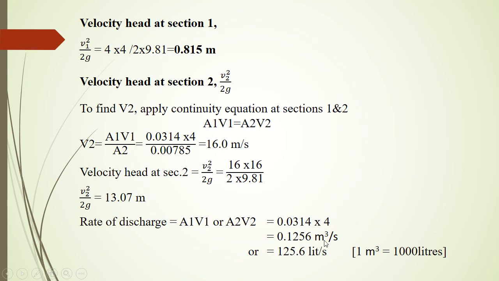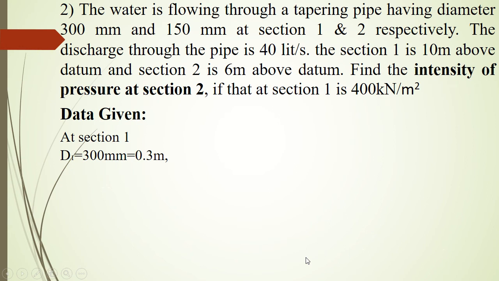But even a meter cube per second can be converted into liter per second by dividing it by 1000. Okay, because 1 meter cube is equal to 1000 liters. So the discharge is going to be 125.6 liter per second. Okay, so we shall solve one more problem of the same concept, right?